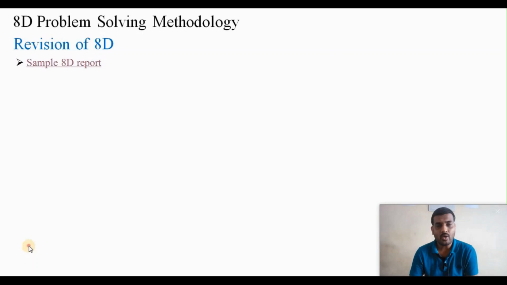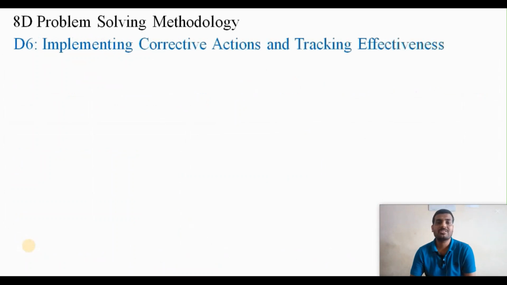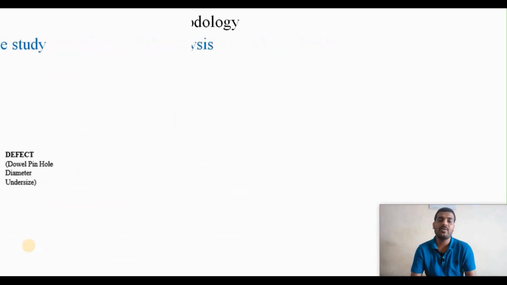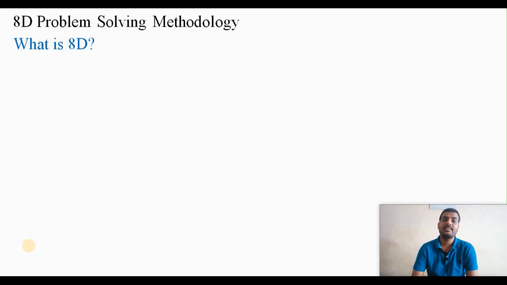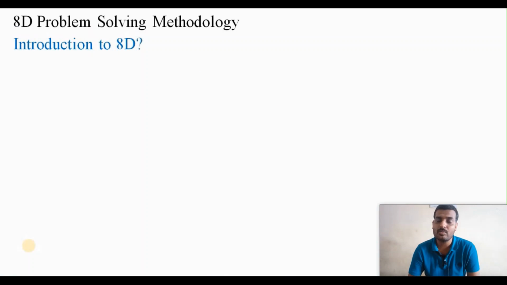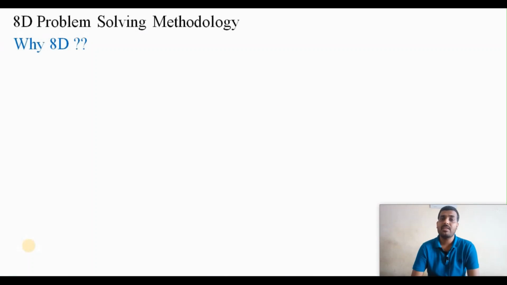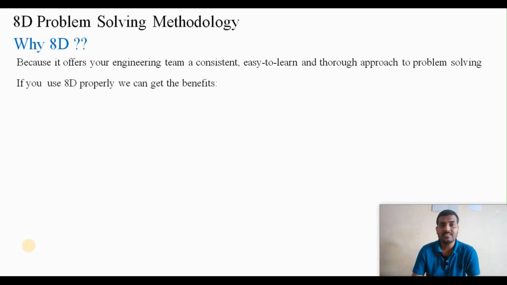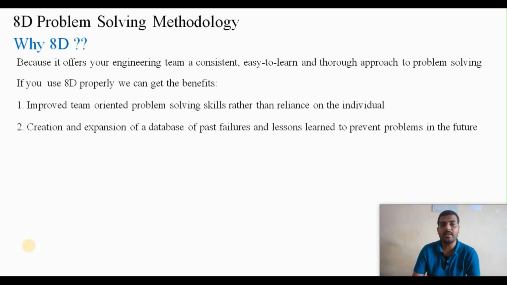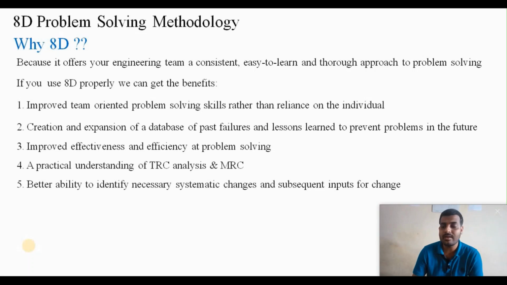Now with this we will have the revision for today's webinar. We started with the revision of the 5S methodology for lean manufacturing processes. Then we went to the why part of the 8D analysis. Why is the 8D problem solving methodology required? Because it offers your engineering team a consistent, easy to learn and thorough approach for problem solving.